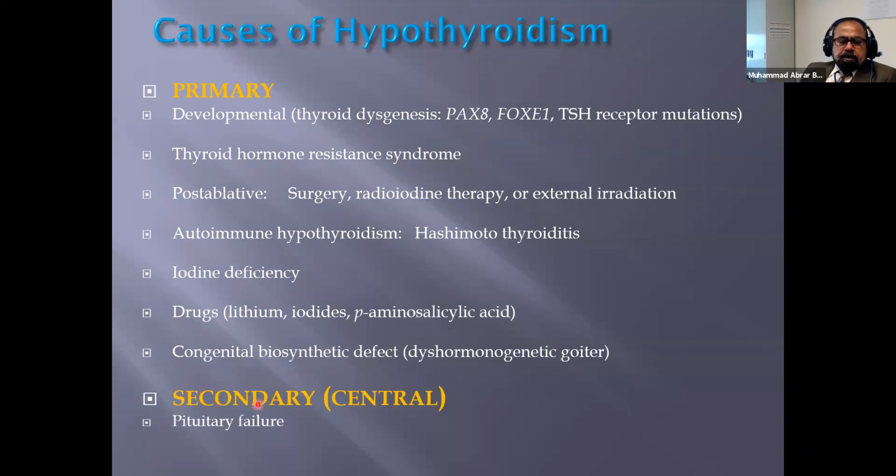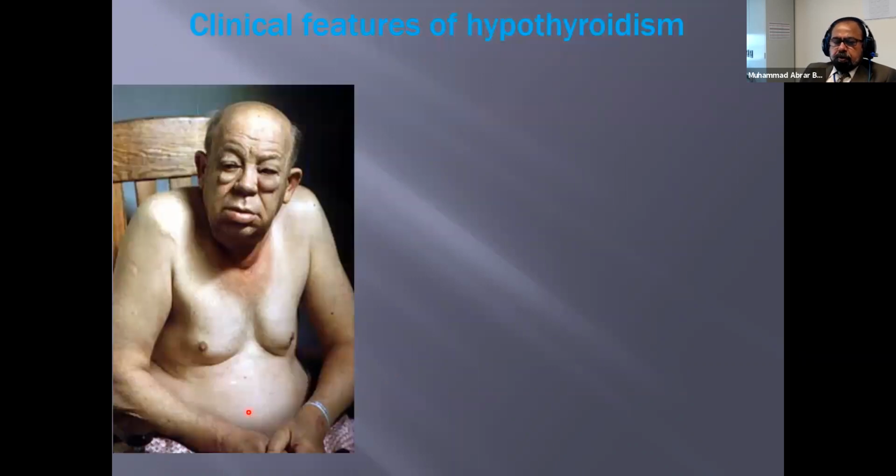Then secondary, which is pituitary failure, or tertiary, hypothalamic failure. This is very rare, but pituitary failure we have seen, because a pituitary adenoma can cause something wrong with the pituitary.